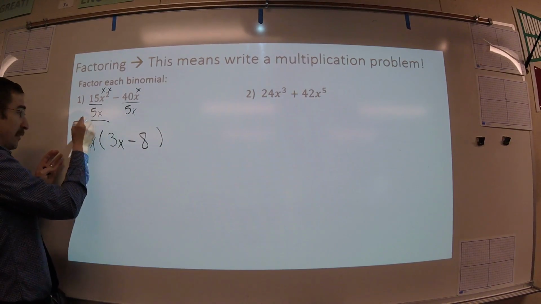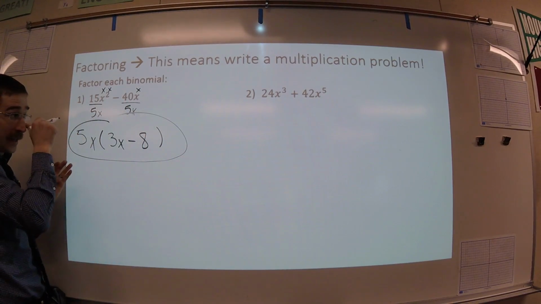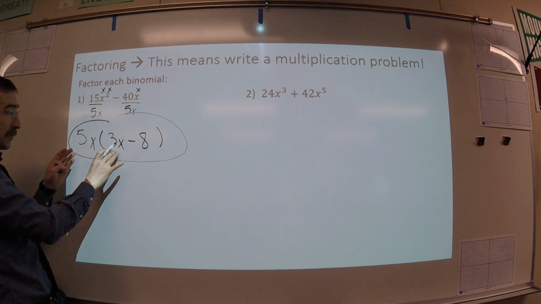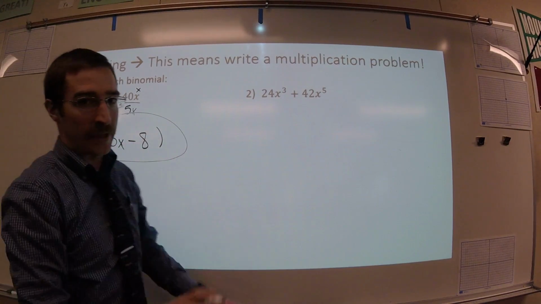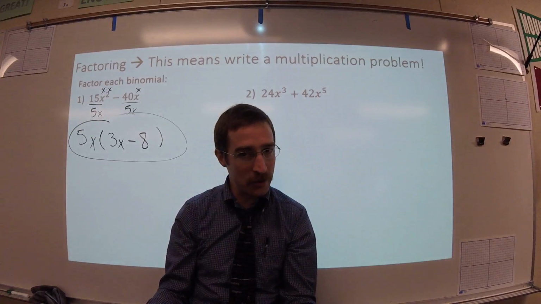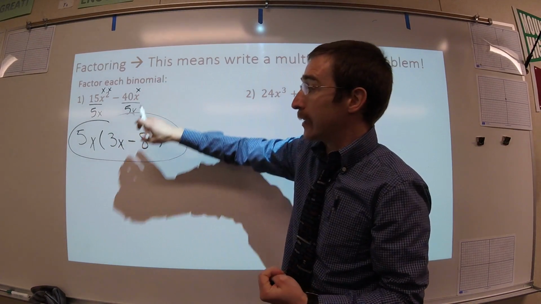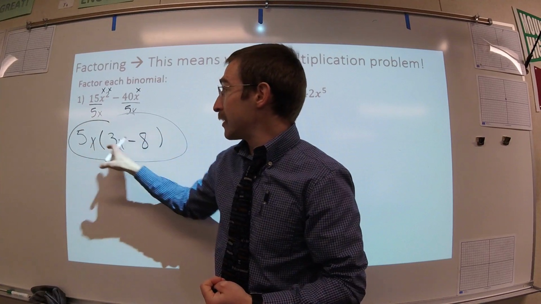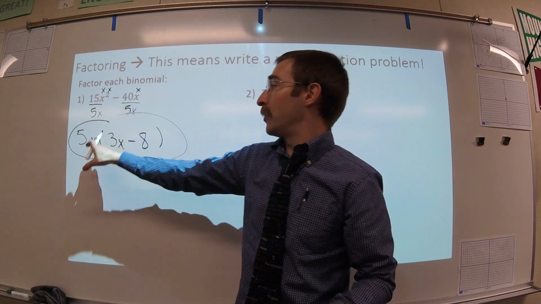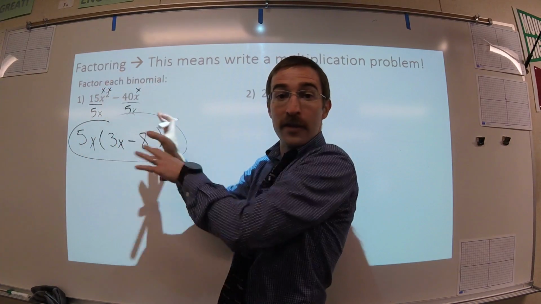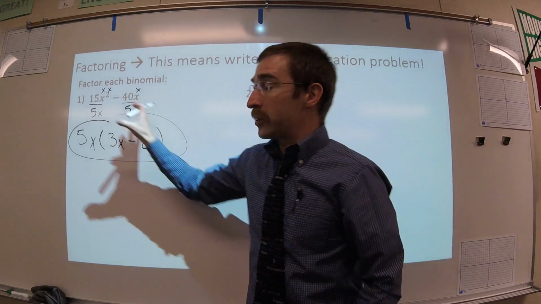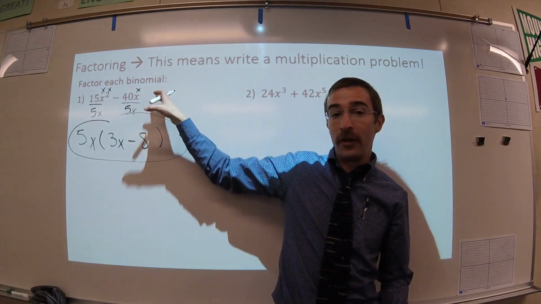The answer is just 5x times 3x minus 8. Don't do that multiplication yet. That's the answer. If you want to be sure that you're right, just double check. You could just multiply it through and make sure you get this. 5 times 3 is 15, x times x squared. 5 times 8 is 40, then you get the x, so 40x. So they're the same, they're equal. This is just a different way to write this polynomial.